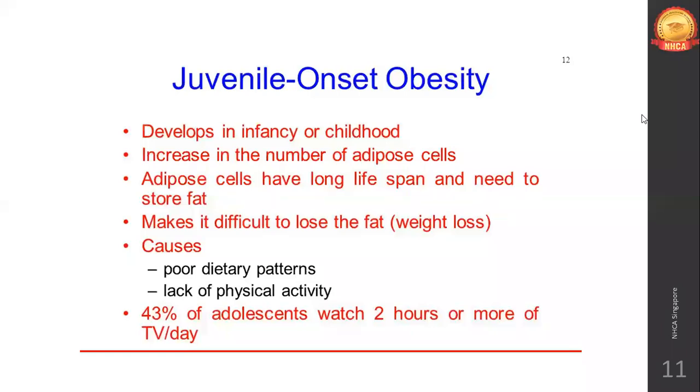Okay. So only physical activity and a restrictive diet from the teenage years onwards could help them slip into a healthy lifestyle. But the chance of obesity striking back again is always there. Okay, that is juvenile onset obesity.